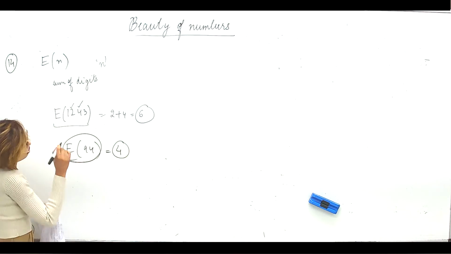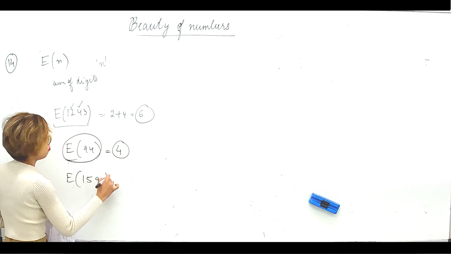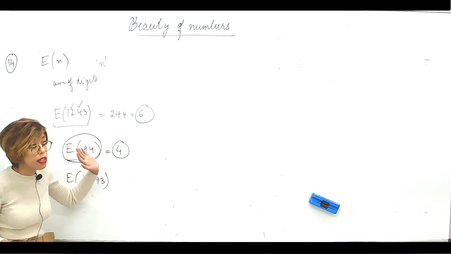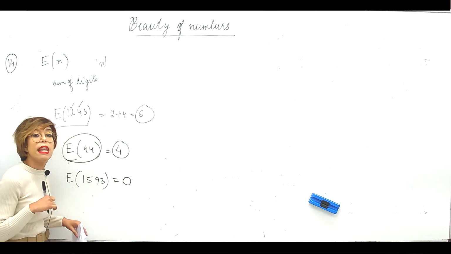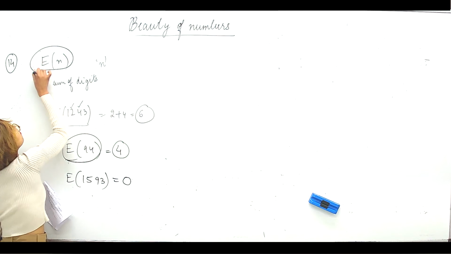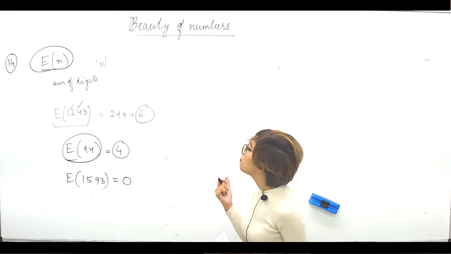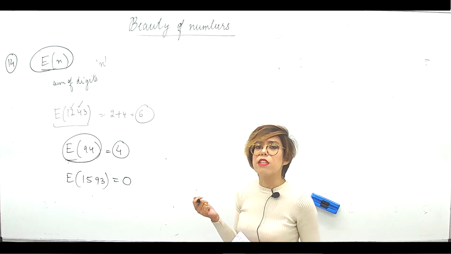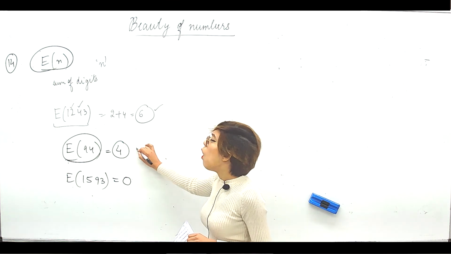Now suppose I take the number to be E of 1593. Now look for the even digits. Now even digits are not there. So that means the sum of even digits will be 0. Okay, so basically I understand this function E of n. Not function, a relation you can say. So we understand what he is talking about, E of n.